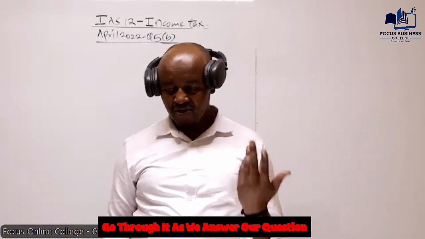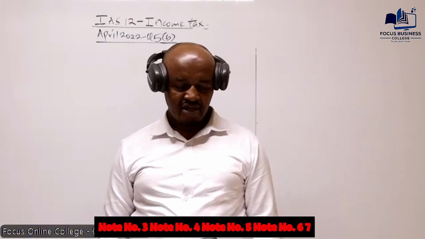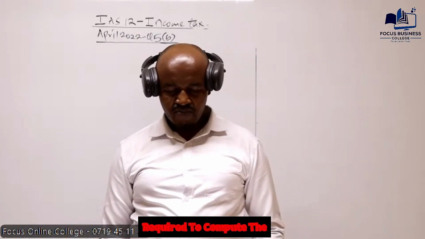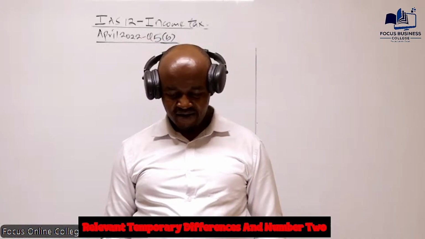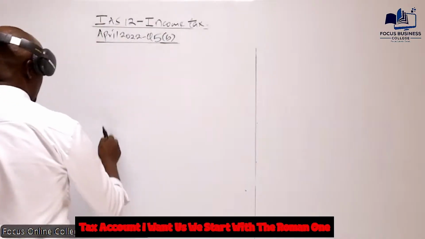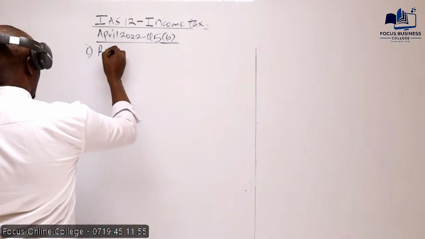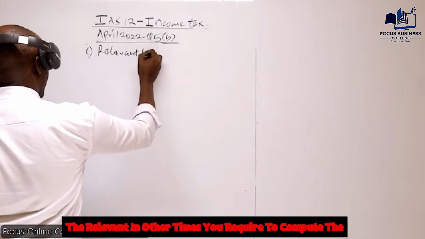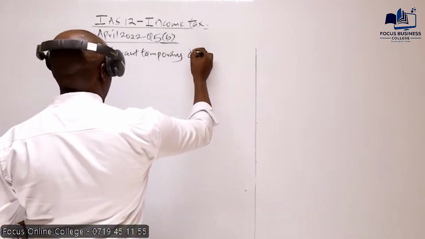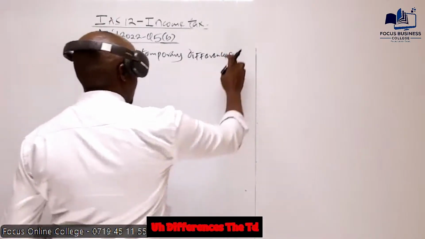We will not go through this now; we will go through it as we answer our question. So we have note number 1, 2, 3, 4, 5, 6, 7. What are we required to do here? We are required to compute the relevant temporary differences, and number 2, we are required to prepare the deferred tax account. I want us to start with Roman 1, where we are required to compute the temporary differences, the TD.